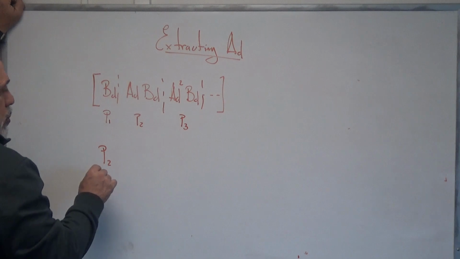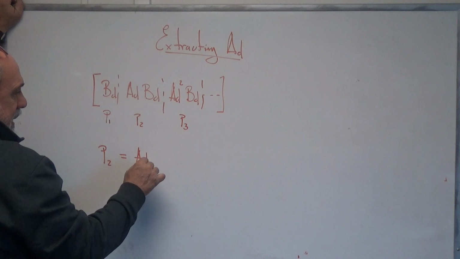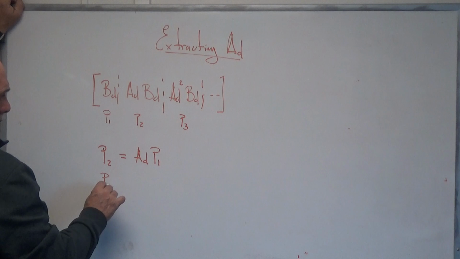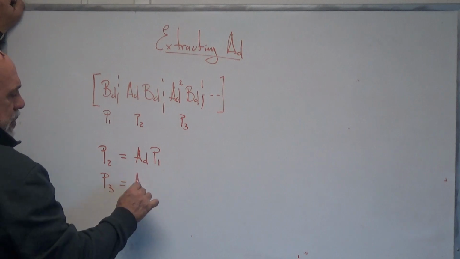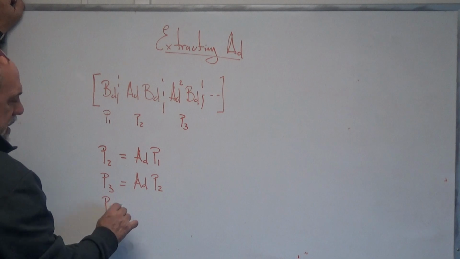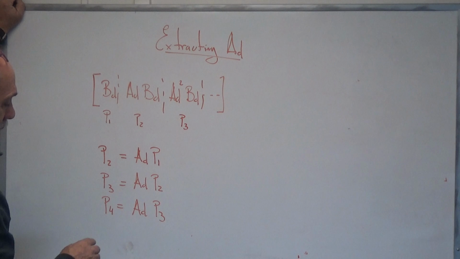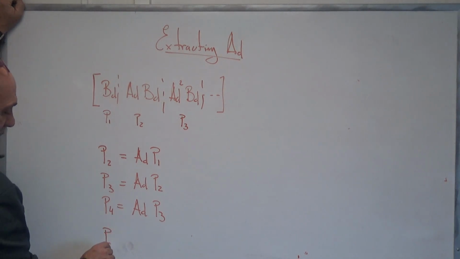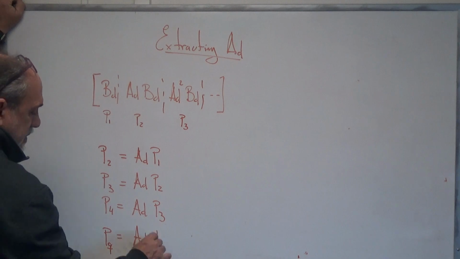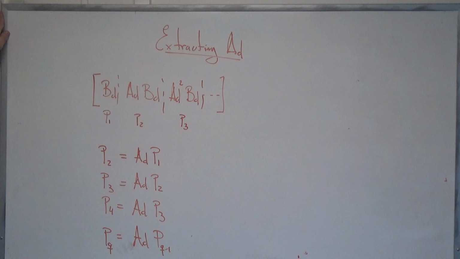P2 is equal to AD times P1. That P3 is equal to AD times P2. That P4 is equal to AD times P3, and so on. And then we get PQ is equal to AD times PQ minus 1, right?